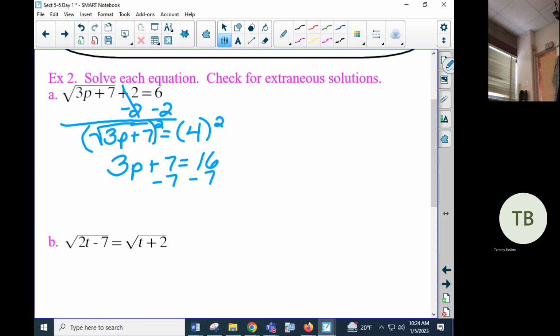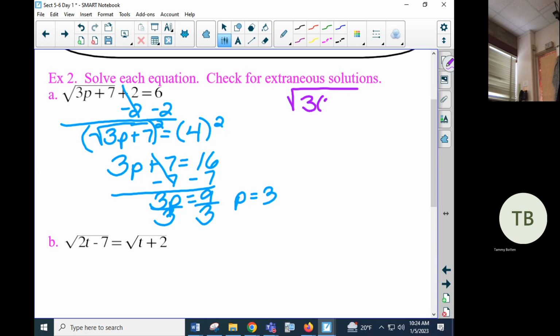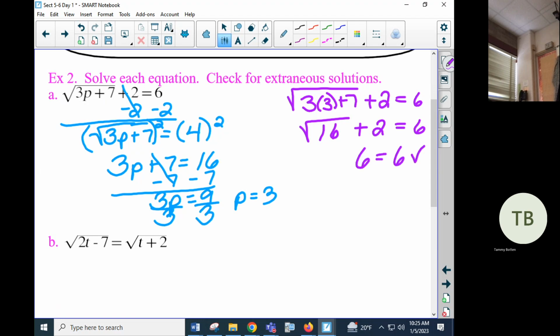So I'd subtract 7, and I have 3p equals 9. Divide by 3, and p is 3. If you wanted to check that, you would have the square root of 3 times 3 plus 7, and you check if you added 2, would you get 6? Well, this is 9 plus 7, which is 16. If I took the square root of 16 plus 2, do I get 6? The square root of 16 is 4, plus 2 is 6. So this does work out.